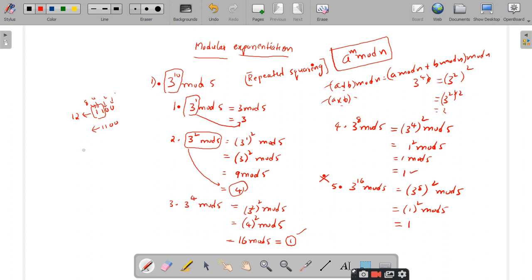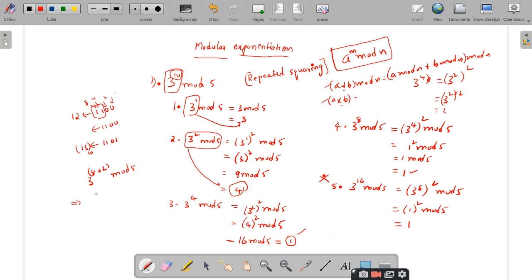How can I get 13? What is the binary combination of 13? 1101. So like that, if I want to have 10, I can write it as 3 power 8 plus 2. Shall I write it like this? So 3 power 10 mod 5 can be written as 3 power 8 plus 2 mod 5.